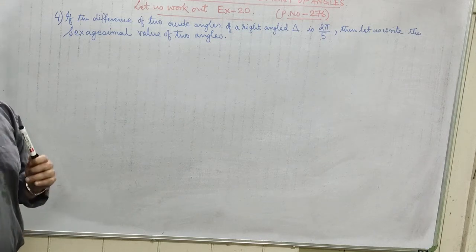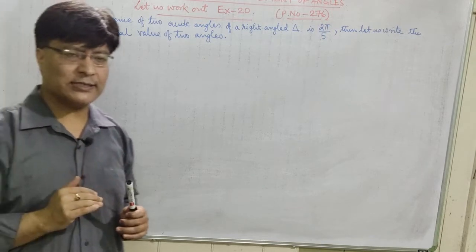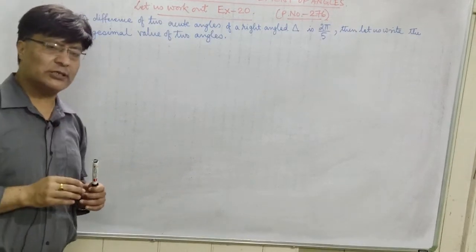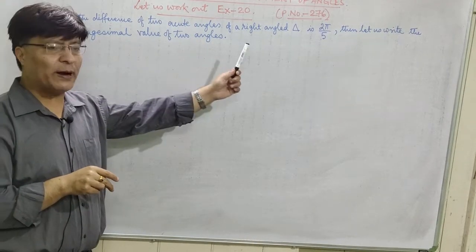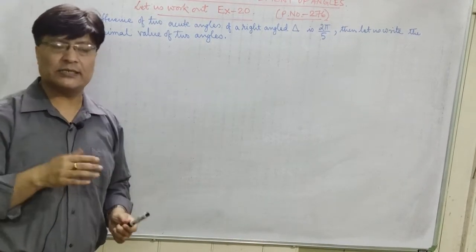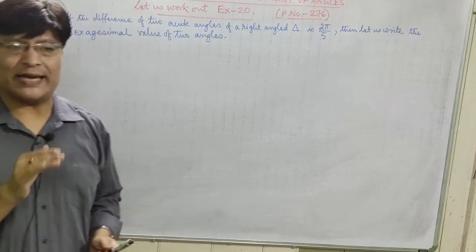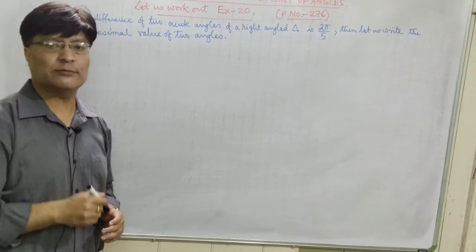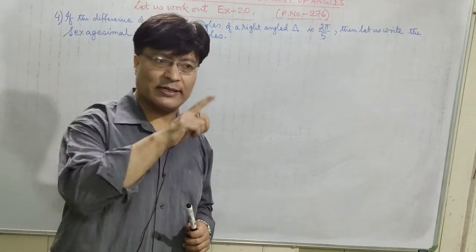So in the question, a right angle triangle is given. So obviously one angle is 90 degrees and the other two angles are acute angles. And in the question, it is given that the difference of these two acute angles is 2 pi by 5, given in terms of radian. So you have to find those two acute angles in terms of the sexagesimal system, that is in terms of degrees. Is the question clear?